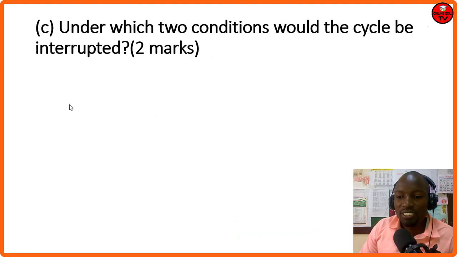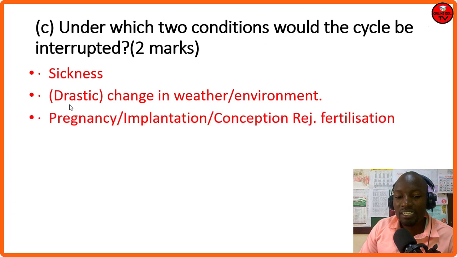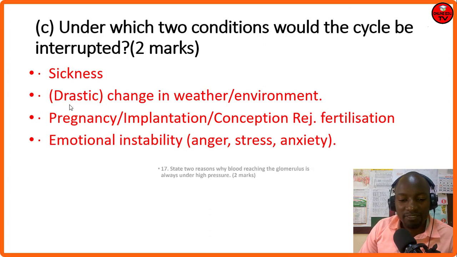Under which two conditions will the cycle be interrupted? Sickness, changes in weather, environment, and remember those are drastic: pregnancy, implantation, conception, but reject fertilization. There can be fertilization without pregnancy. There can be fertilization without implantation. So fertilization only does not cause any interruption. Emotional instability, that is anger, stress, anxiety.